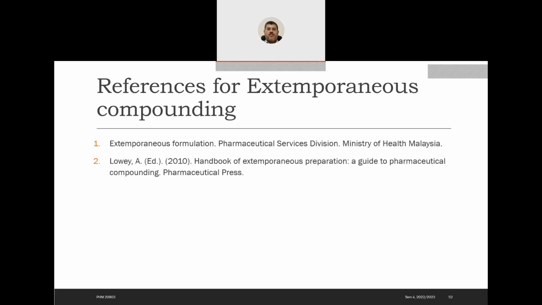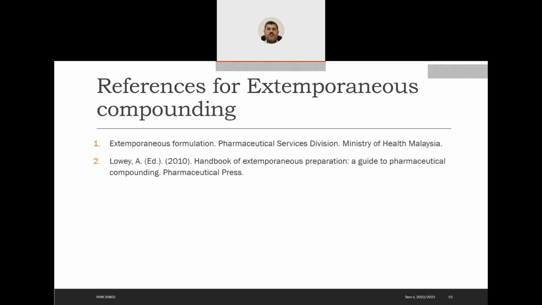To make your job easy, some people made a compilation of information and prepared handbooks or guidelines you can follow. So you have two valuable references. One is the guideline on extemporaneous formulation, issued by the Pharmaceutical Services Division in the Ministry of Health, Malaysia. You can go to the Ministry of Health website, Pharmaceutical Services Division. You can find it in the guidelines list, or you can just type this name on Google. You can find it, download it, have a look.